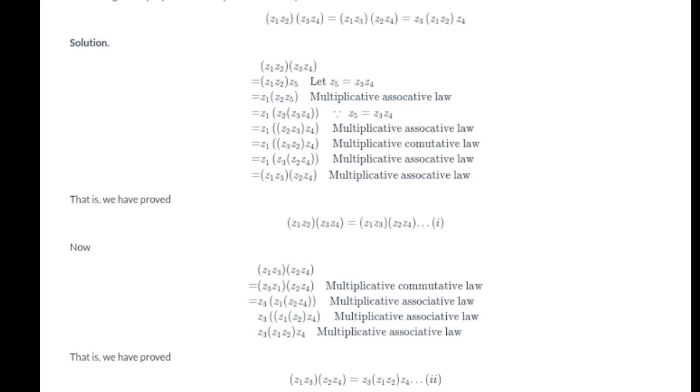Goal. We need to prove that (z1 z2) z3 equals z1 (z2 z3). Apply laws. This proof relies entirely on the multiplicative, commutative, and associative laws of complex numbers. The process. We strategically change the grouping and order of the three complex numbers until the expression on the left is transformed into the expression on the right. Conclusion. The algebraic properties confirm that the grouping does not change the final product.